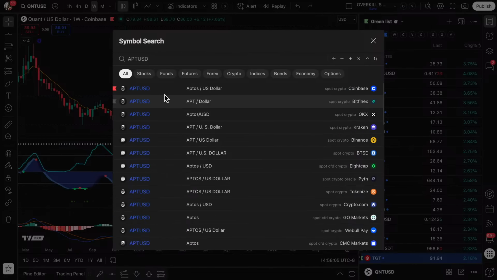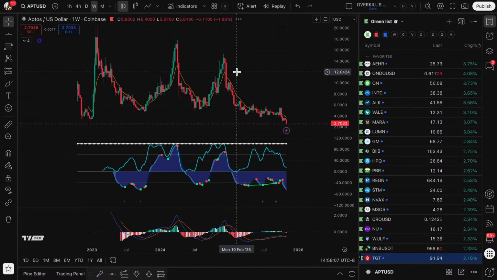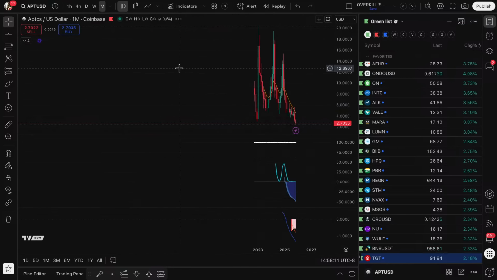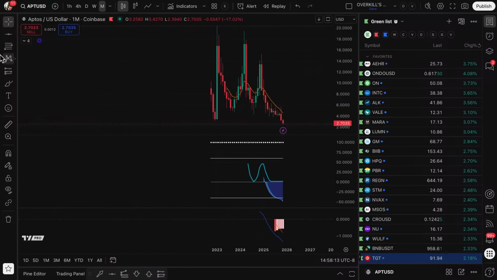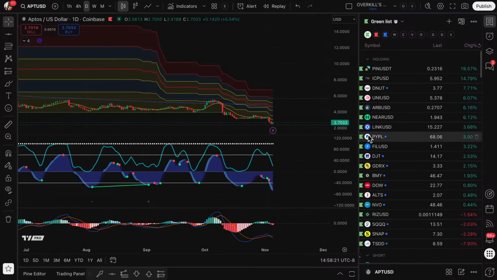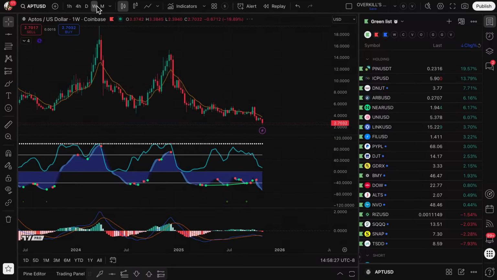APT, Aptos. Yeah, what's Aptos doing? Wow, that one dropped below 3. I didn't see that happening. I'd look for the monthly on this one. Wow, I didn't think that was going to drop below 3, but it did. Yeah, they're hammering altcoins right now. They are absolutely hammering them. I don't think we're out of the woods yet. I want to see at least the weekly signals start to pop here.